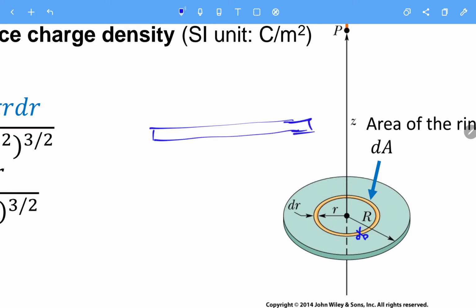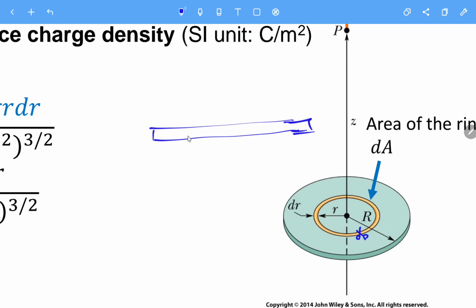It is not so trivial, but suppose this ring is very thin, so you can try to imagine the length of the inner border and the outer border have a similar length. So when you try to cut it out and expand it, it will be a rectangle.